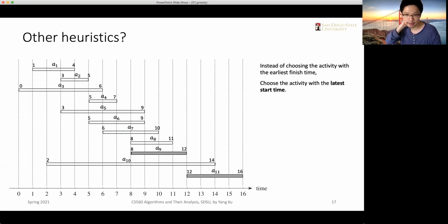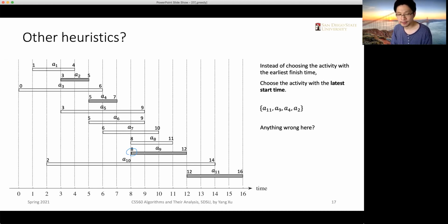We need to choose the one that has the latest start time, which is A9, right? Because A9 has 8 o'clock as start time, and that is the first one we came across. So A9 would be selected. We will have the remaining parts. Among the remaining activities, we can choose A4, right? And A4 is chosen, and A2 is also chosen. Then we will have A2, A4, A9, A11 as just one solution to the problem. So so far it's so good, right? It looks correct, right? Because it's also scheduled 4 activities for us, actually.